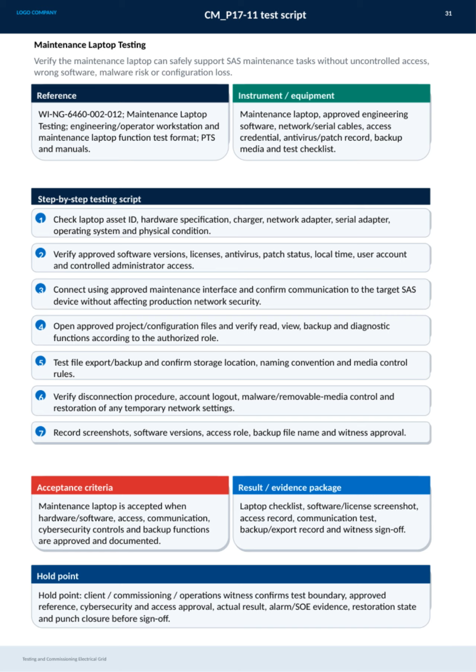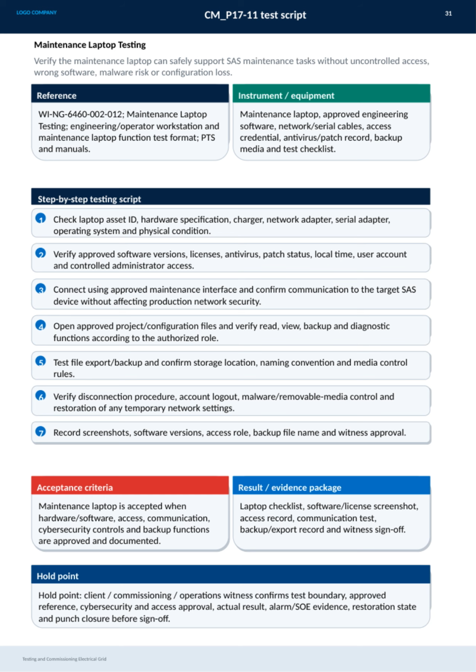First, we check the laptop's asset ID, hardware specs, charger, and physical condition. Then, we verify approved software versions, licenses, antivirus status, and user account controls. Next, we confirm connectivity to the SAS device through approved interfaces, making sure production network security remains intact. We also open project files to verify read, view, backup, and diagnostic functions according to authorized roles.